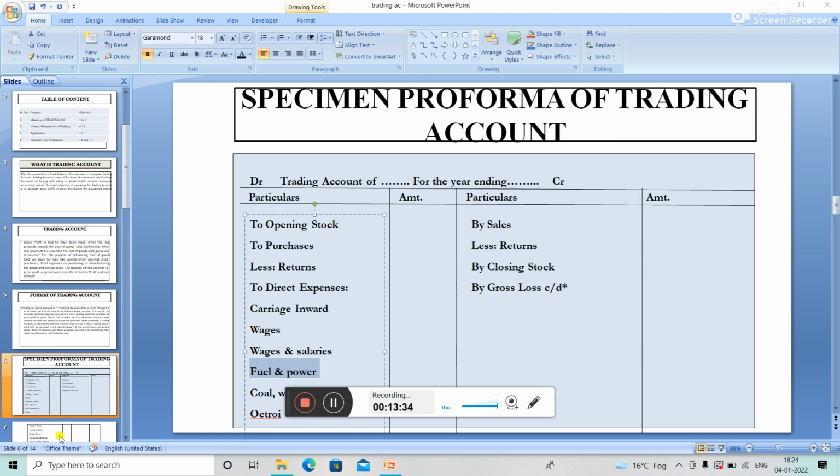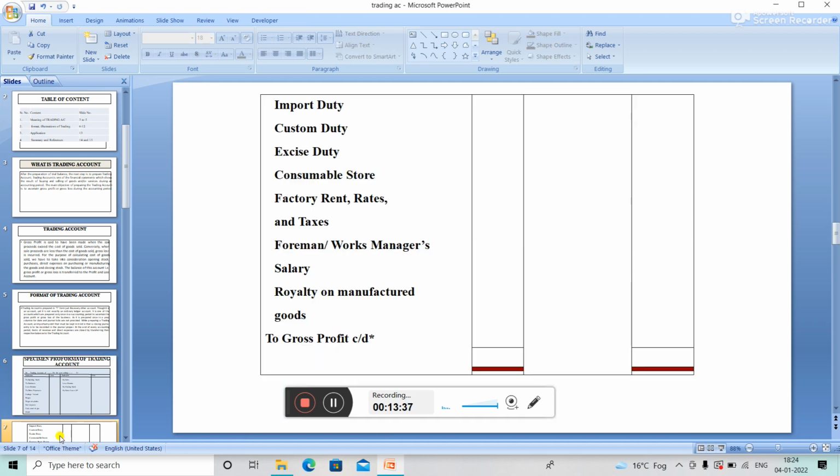Next, on the debit side of the trading account, we involve import duty, any kind of custom duty. Custom duty, I think everyone knows, is paid on import as well as on export of goods. Next is any kind of consumable stores, factory rent, rates and taxes, foreman, workman, manager salary. These we also involve on the debit side of the trading account. Any kind of royalty on manufactured goods we are paying is also going on the debit side of the trading account.